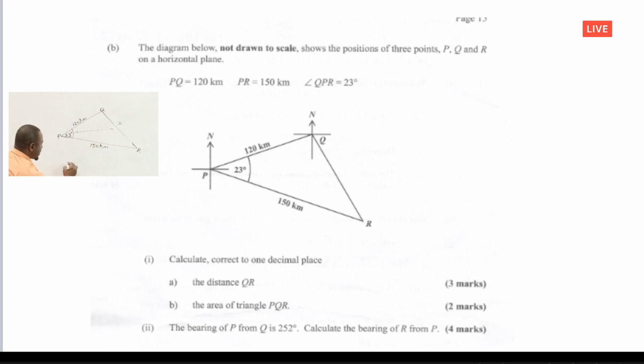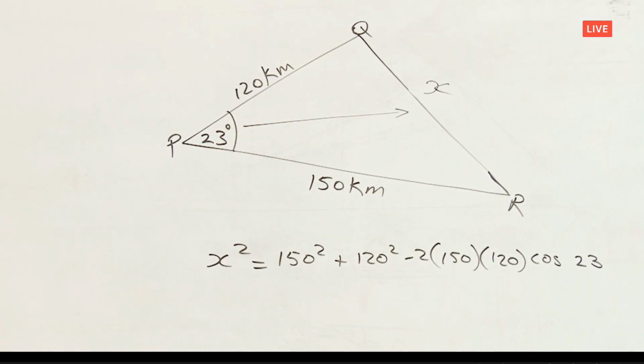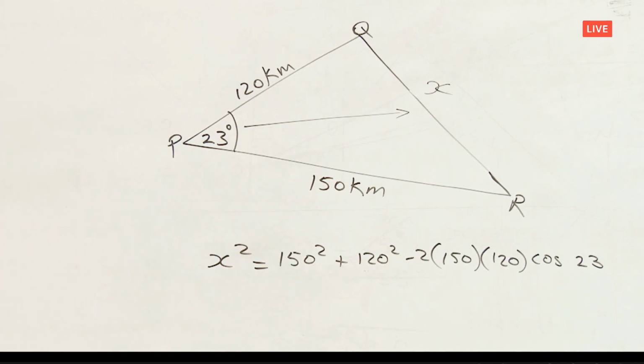So if you make this the subject, x squared equals 150 squared plus 120 squared minus 2 bracket 150, 120 cosine of 23 degrees. So this is going to be quite simple for you to solve. I trust that you can do that.